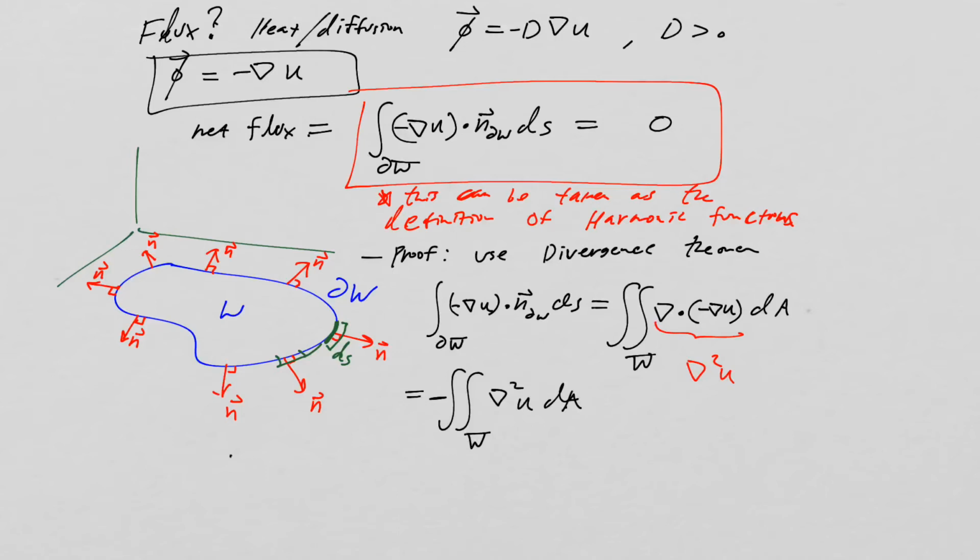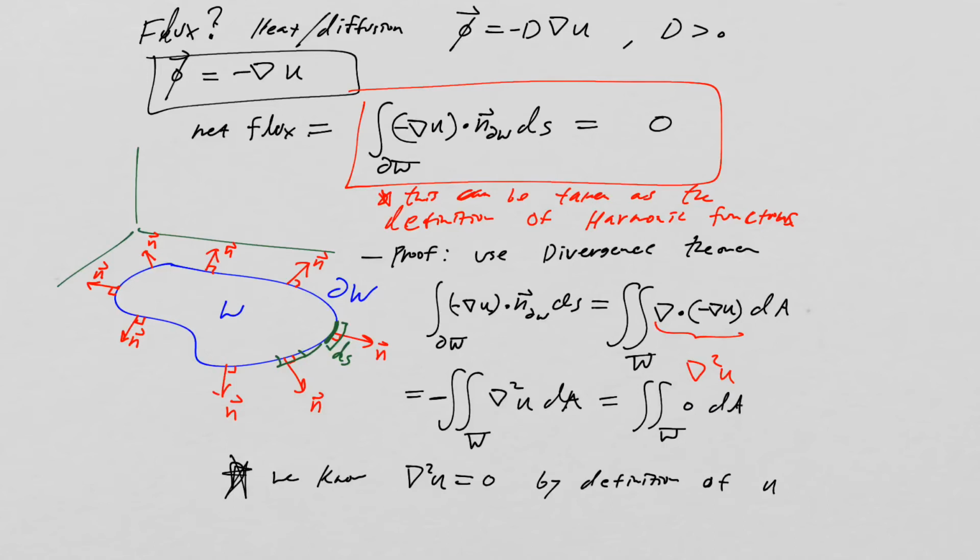And then, of course, we know that is zero. The Laplacian is zero by definition of what U is. U is defined as the solution to Laplace's equation. Therefore, we have a double integral over our interior of that. And the negative sign, of course, doesn't matter.